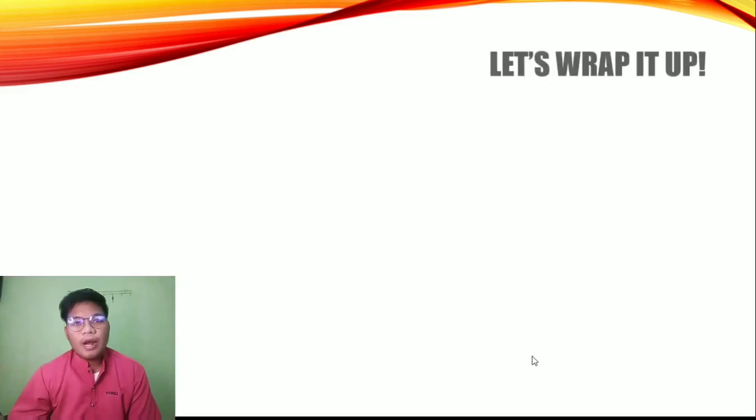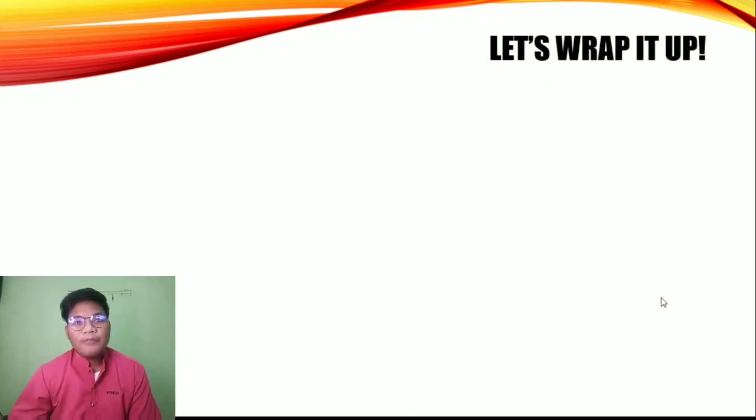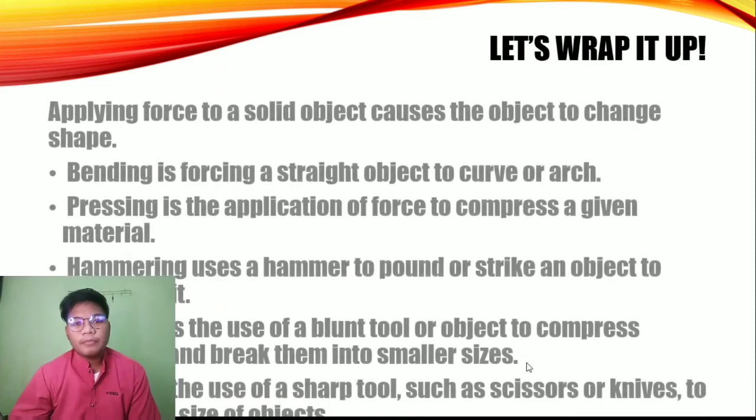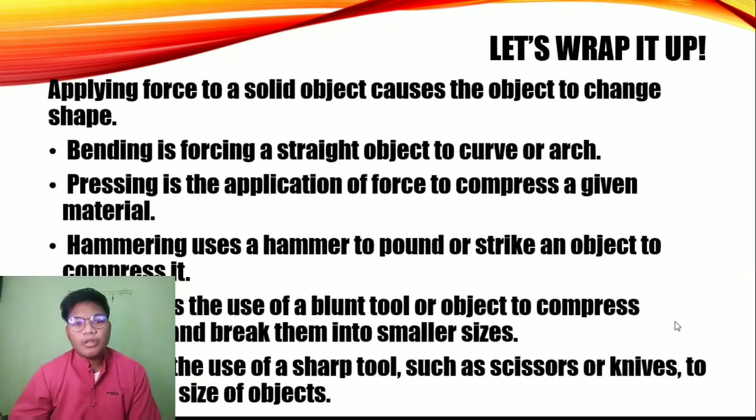Okay, so let's wrap it up. Applying force to a solid object causes the object to change shape. Bending is forcing a straight object to curve or arch. Pressing is the application of force to compress a given material. Hammering uses a hammer to pound or strike an object to compress it.